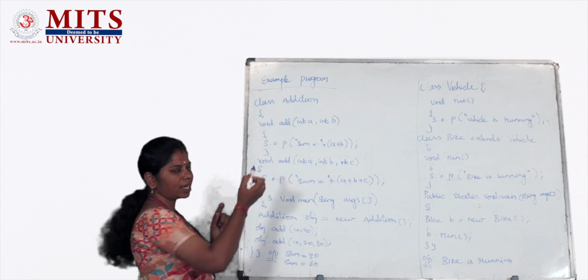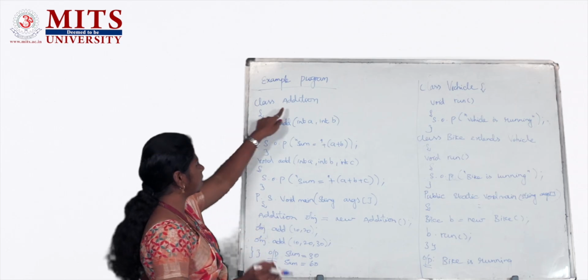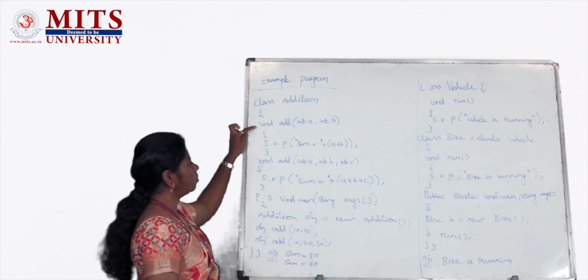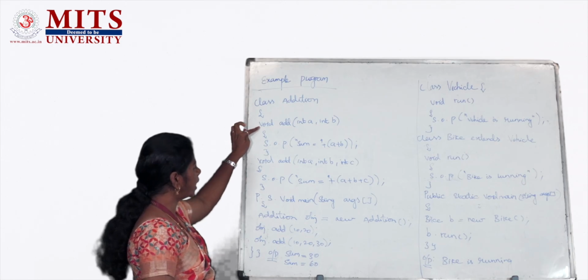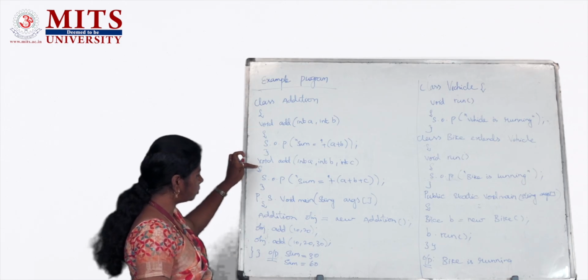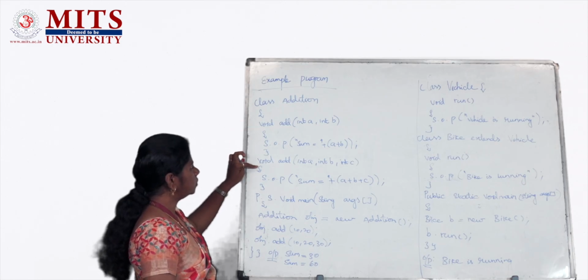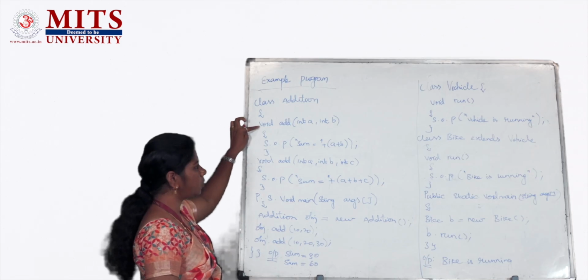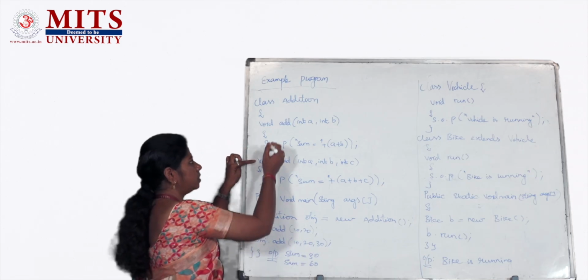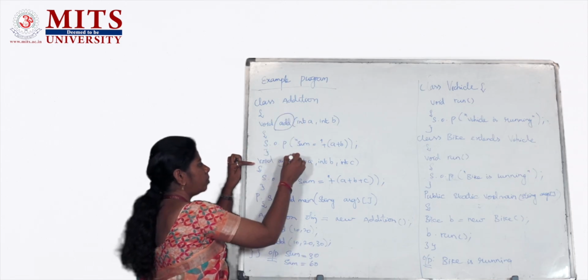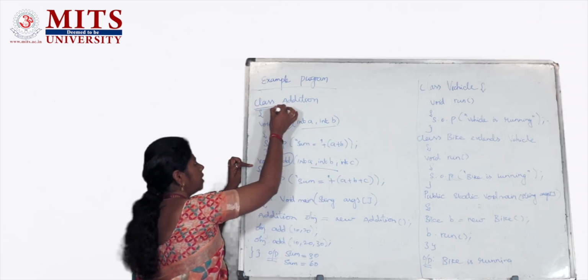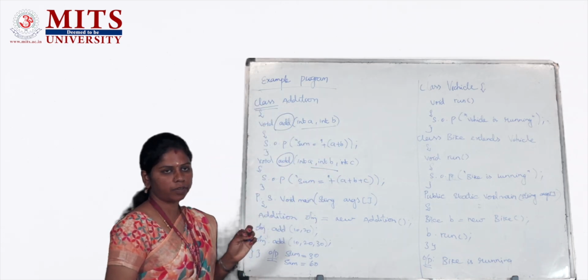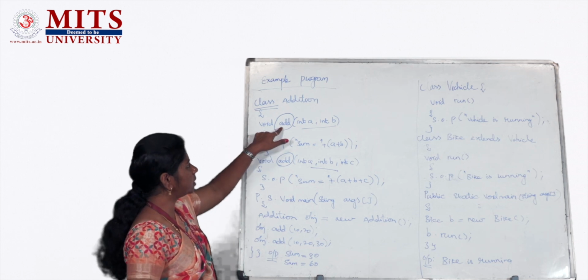I have declared a class, and the class name is addition, and there are multiple methods. Void add is method 1, and here also void add is method 2. So this is about method overloading. Multiple methods present with the same name but different parameter lists within a single class is called method overloading, right? So our method is the add method.